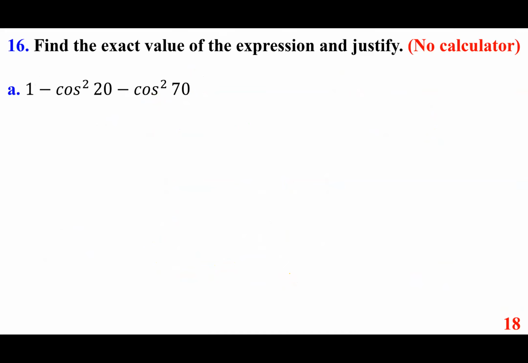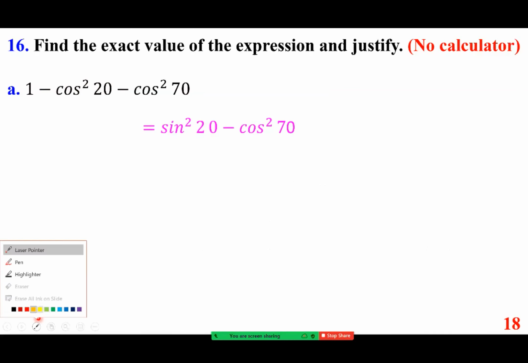Find the exact value of the expression and justify. We've discussed the concept that 1 minus cosine squared is the same as sine squared, right? These two. Let's just combine them.